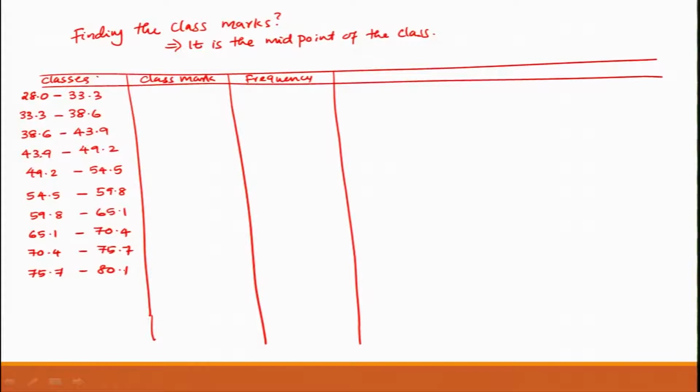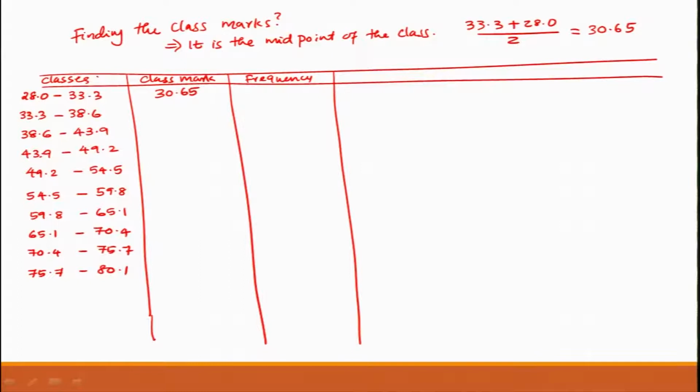And the class mark ideally is the midpoint. So, the first class mark will be 33.3 plus 28.0 divided by 2, which should ideally give you 30.65. So, the class mark here is 30.65. When you say 30.65, that literally means it represents the class 28.0 to 33.3. So, it represents this class.